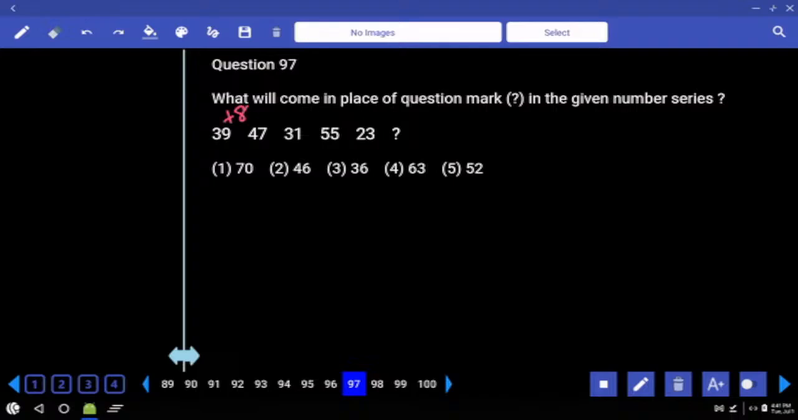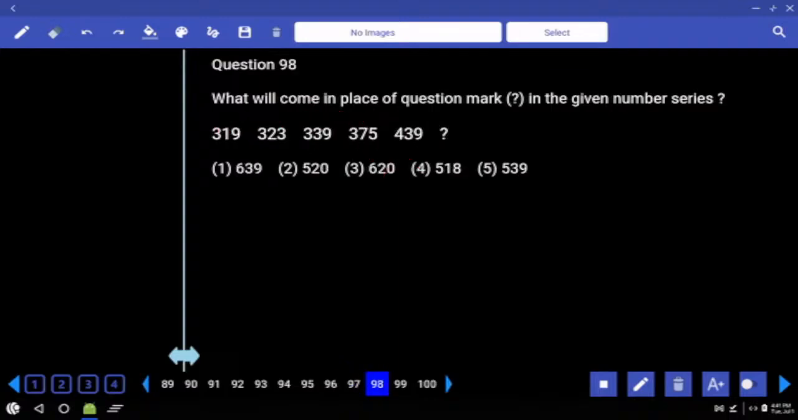And next one, minus. The numbers alternate between ascending and descending. Alternately, minus 8, minus 8. 47 plus 8, 55. And plus 8, 63. Alternately, minus 8 and plus 8.